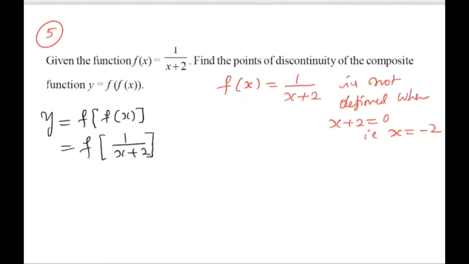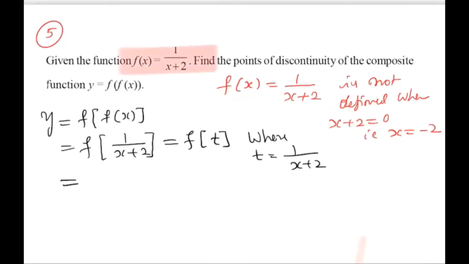For convenience, I'll write it as f of t, where t is 1 over x plus 2. What is f of t? Again, use the same definition. f of x is 1 upon x plus 2. So that becomes 1 upon t plus 2. But what is t? Substitute back. 1 upon 1 upon x plus 2, plus 2.